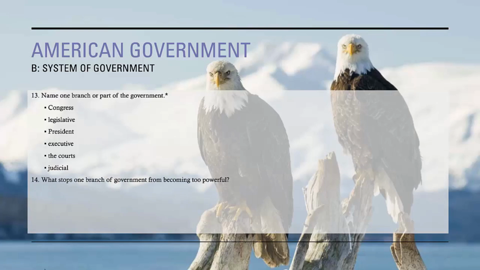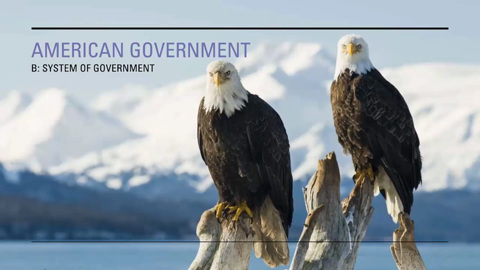What stops one branch of government from becoming too powerful? Checks and balances, separation of powers. Question number 15. Who is in charge of the executive branch? The president is in charge of the executive branch.